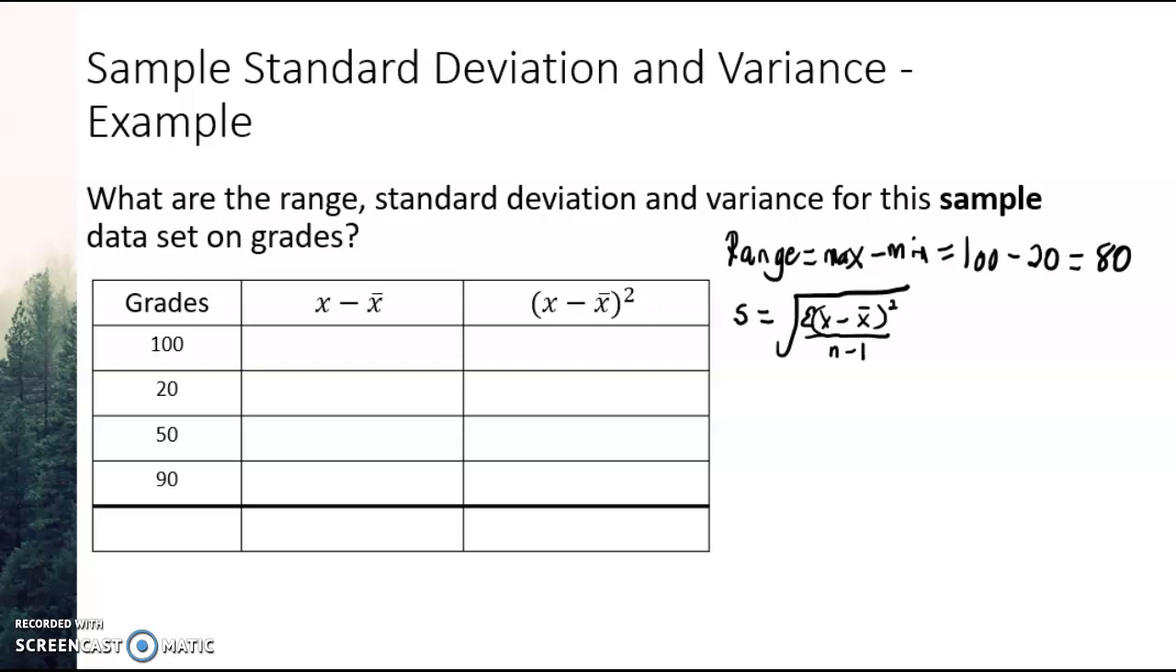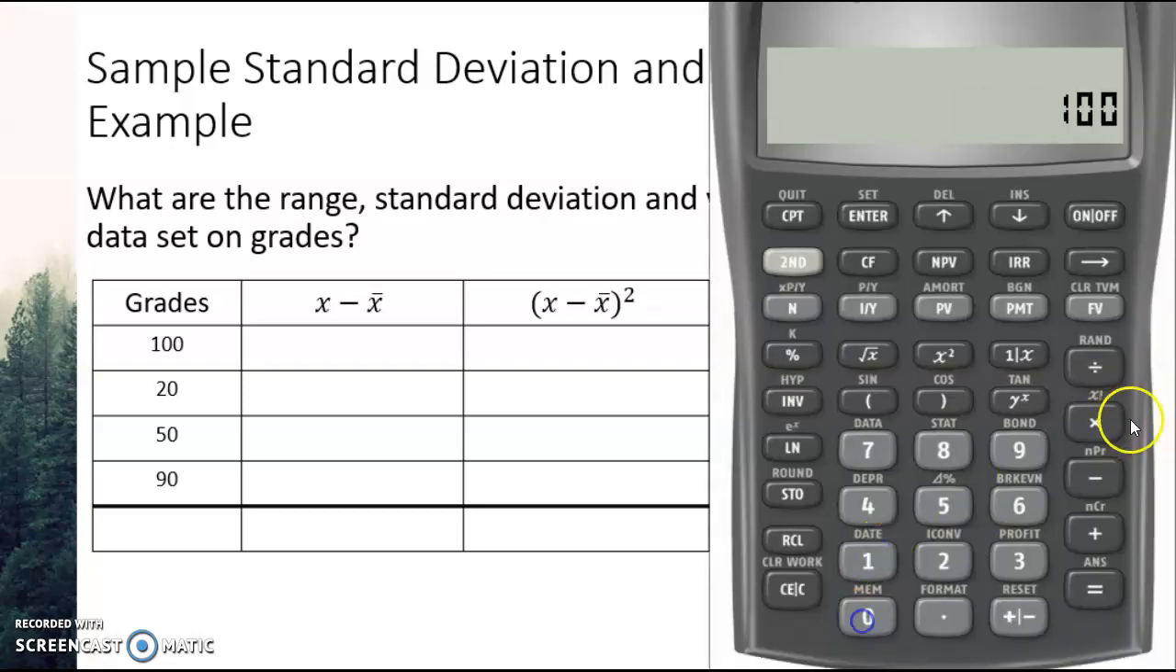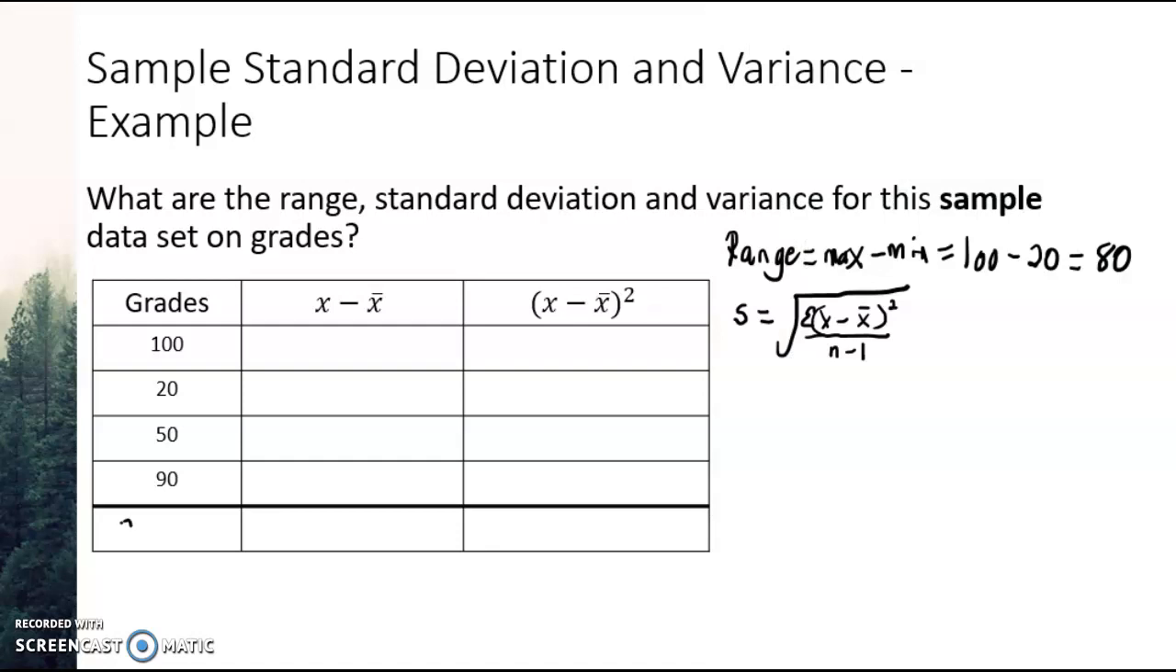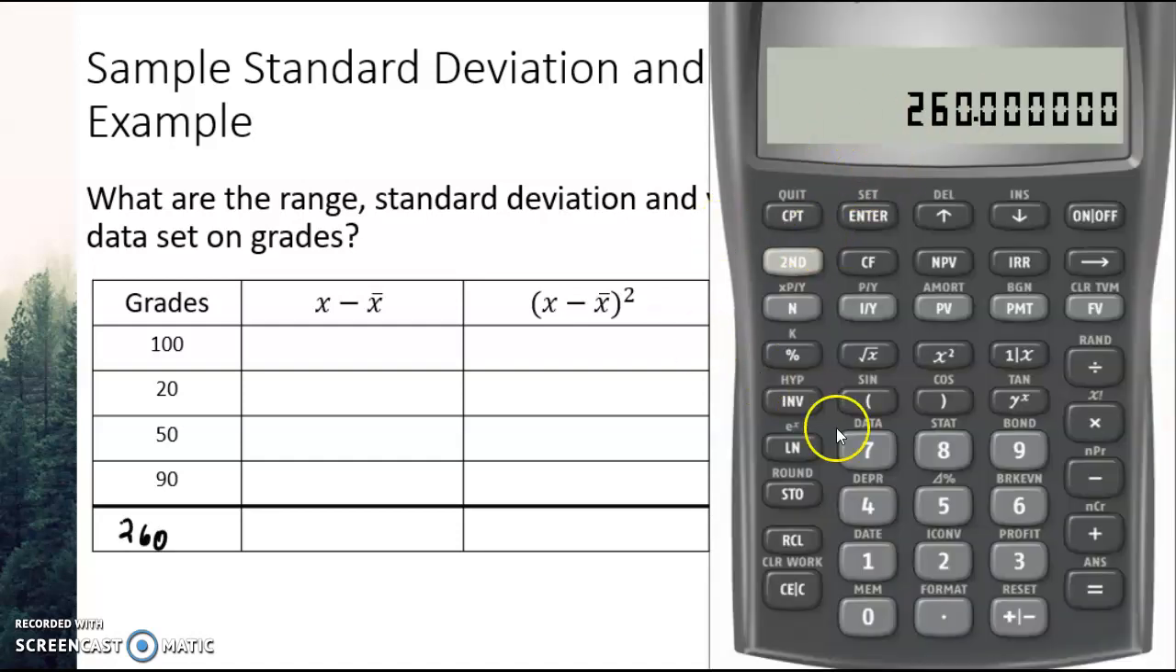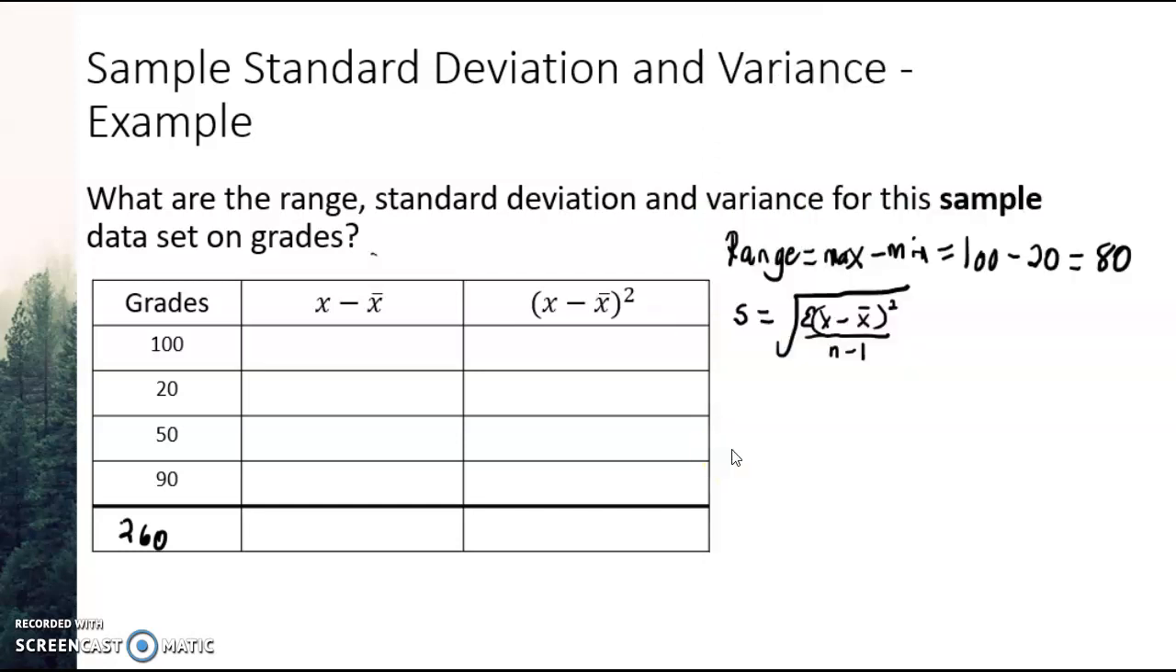If we want to find the spread, the first step is to say how far is each of these values away from the mean. In order to find the mean for this data set, I'm going to quickly add together all of the grades on my calculator: 100 plus 20 plus 50 plus 90, and that gives me 260. I'll put that total in my table down here, below this darker line that represents my total, and then divide that by the 4 grades. And that tells me that x bar, the mean, is 65.